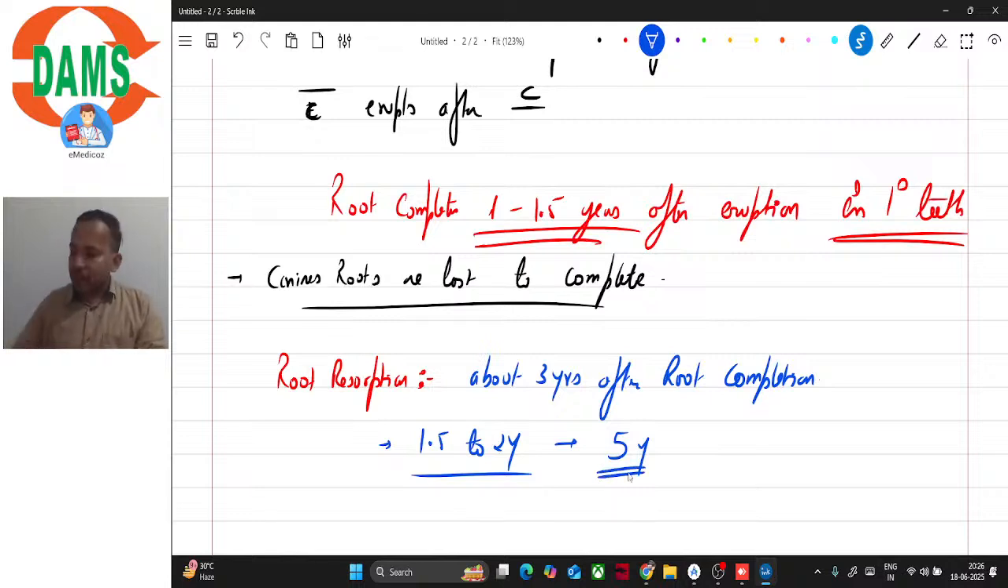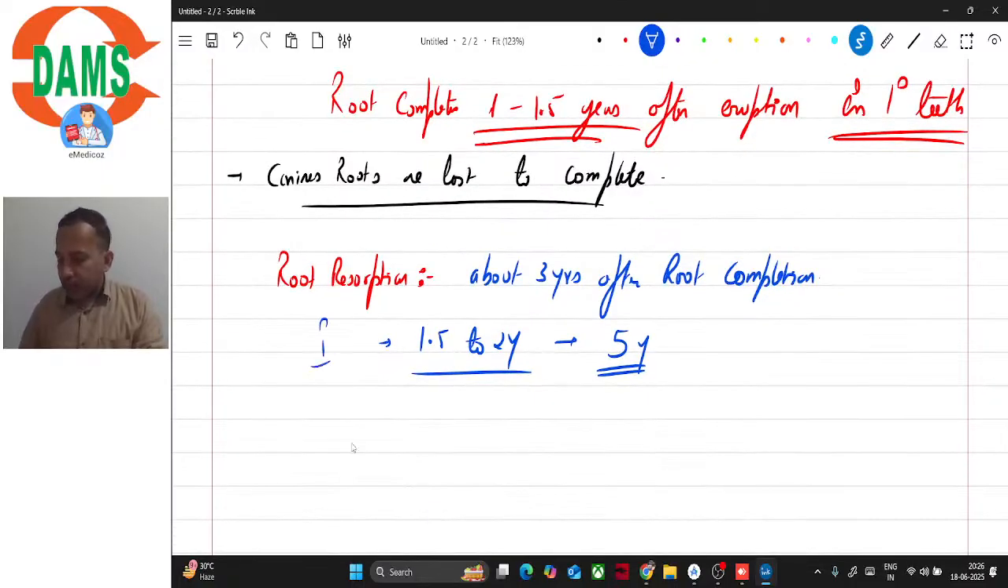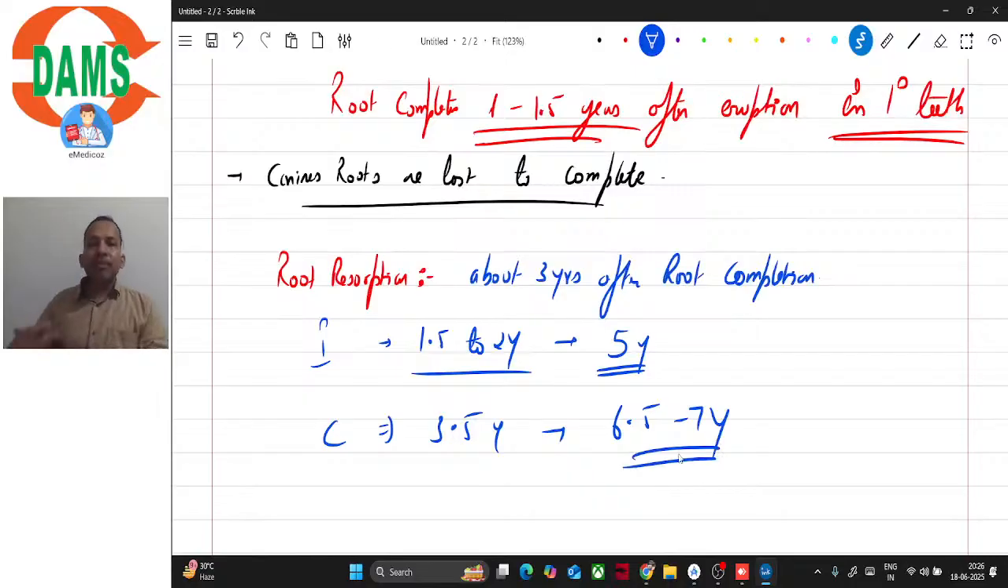In case of canines, the roots complete at about 3.5 years. So their resorption will begin at about 6.5 to 7 years, isn't it? So it depends on the time of root completion. Based on the time of root completion, their resorption would begin.